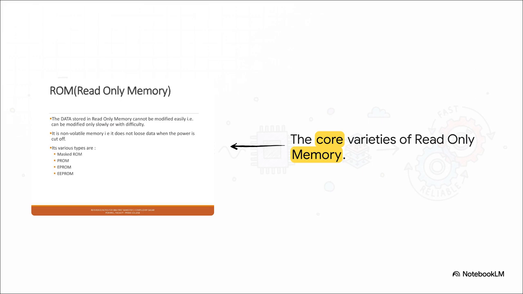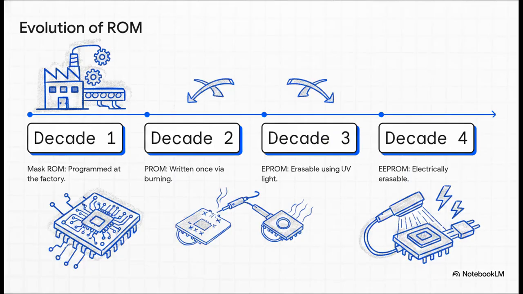But here's where it gets really interesting. ROM isn't just one static, unchanging piece of technology. It's actually an entire family of chips that have evolved massively over the decades to meet some highly complex engineering challenges. The rigid definition of read-only started to bend as engineers realized they desperately needed ways to update a computer's permanent instructions without having to rip out and throw away the entire physical chip. Looking at the timeline of innovation, we started out with mask ROM.